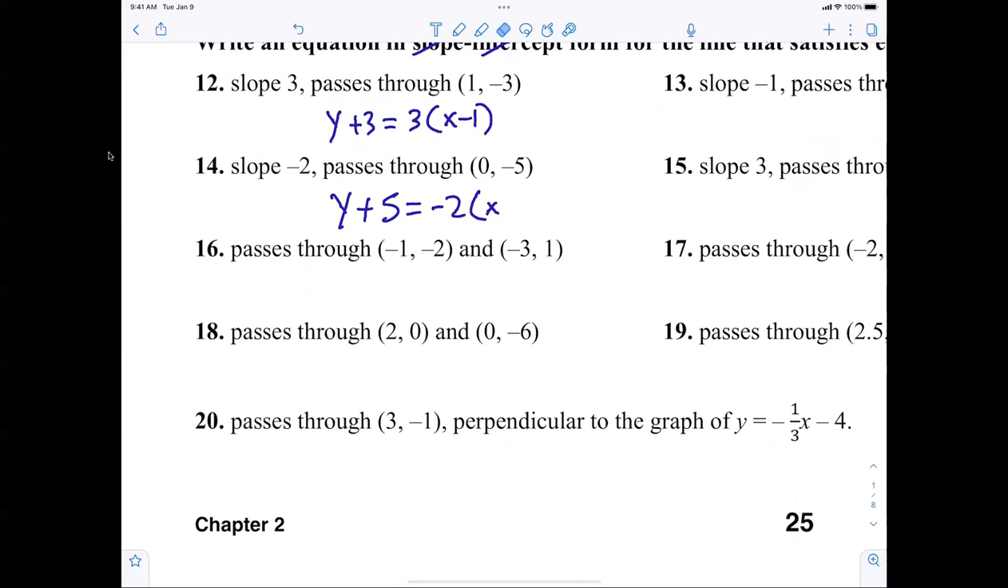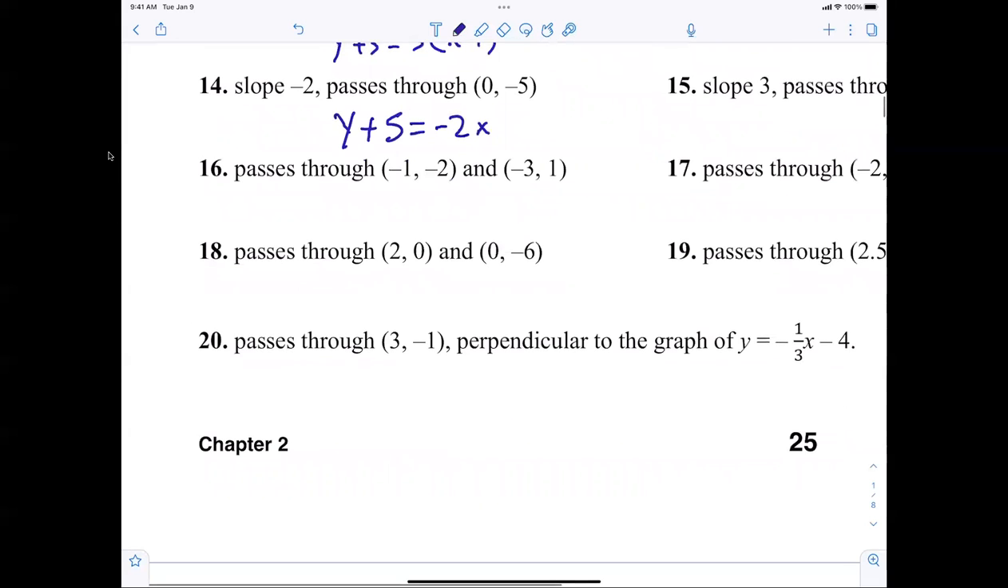All right, now remember, you guys are supposed to speak up if I'm not clear on something. Everybody's good with writing the equations of lines? All right, number 16. Go ahead, Lucas.